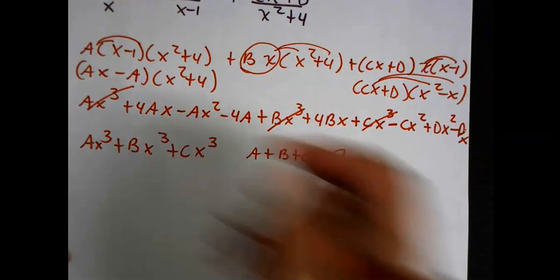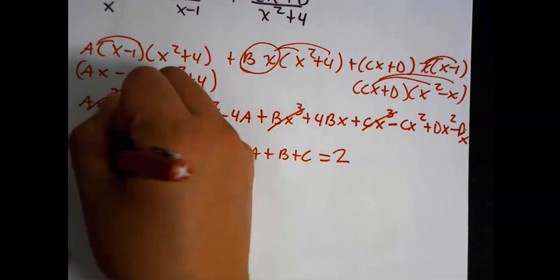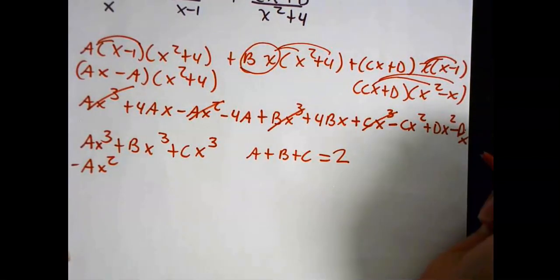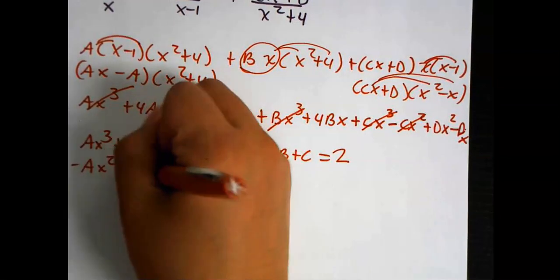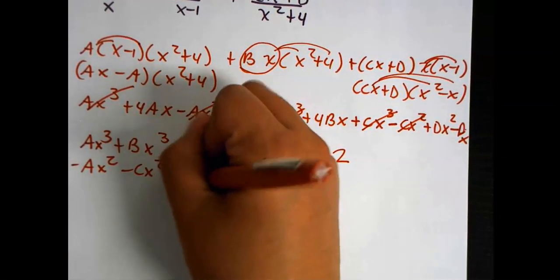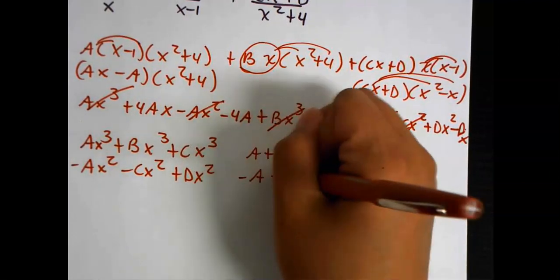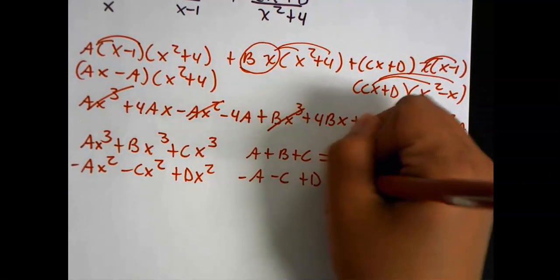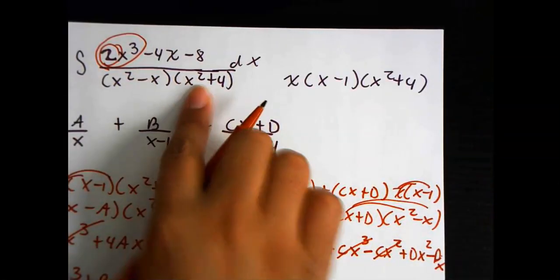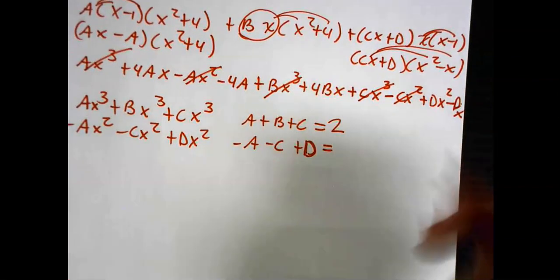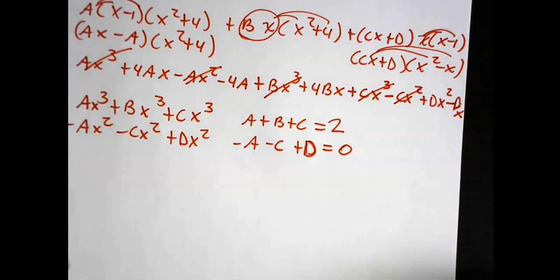Now, let's look at the squares. Negative AX squared, negative CX squared plus BX squared. Let's look at the letters. Negative A minus C plus D. Look at the top. Is there any x squares? No, there's no x squares. There's one 0.